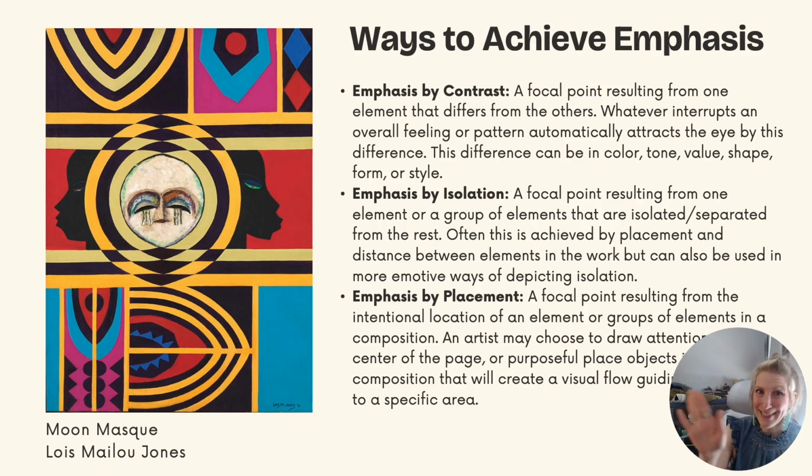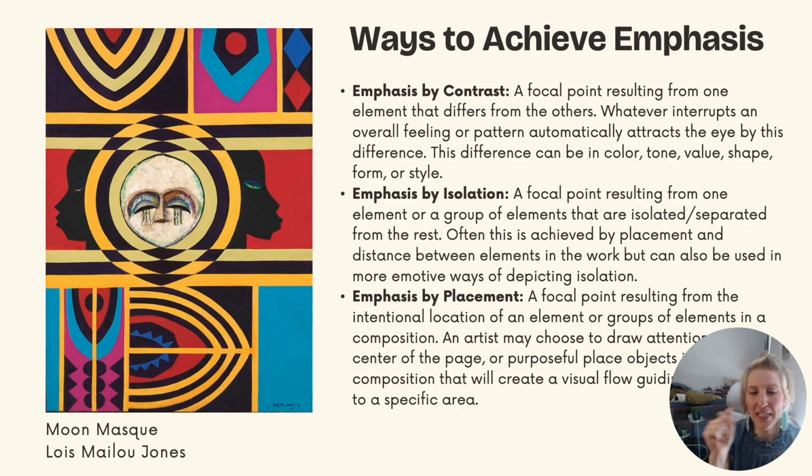In emphasis by isolation, a focal point results from one element or a group of elements that are isolated or separated from the rest. Often this is achieved by placement and distance between elements in the work, but it can also be used in more emotive ways of depicting an emotional kind of isolation. And then we have emphasis by placement, a focal point resulting from the intentional location of an element or groups of elements in a composition.